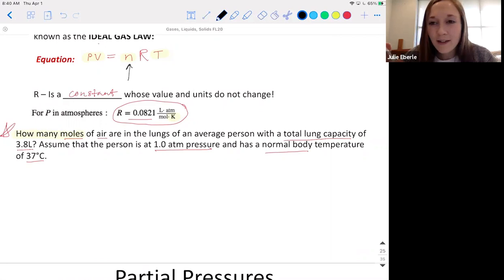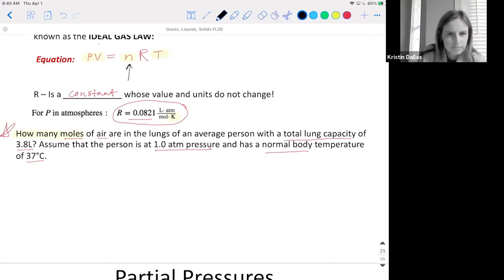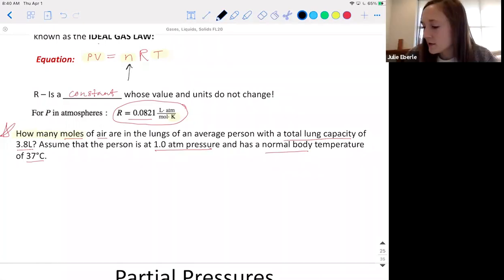So before I even start converting and plugging in, I'm just going to rearrange my equation to get N by itself on one side of the equal sign. Can anybody tell me how to do that? PV over RT. What we need to do is take PV equals nRT, and divide both sides by R and T. So they cancel on this side. Now N equals PV over RT, just like Kristen said.